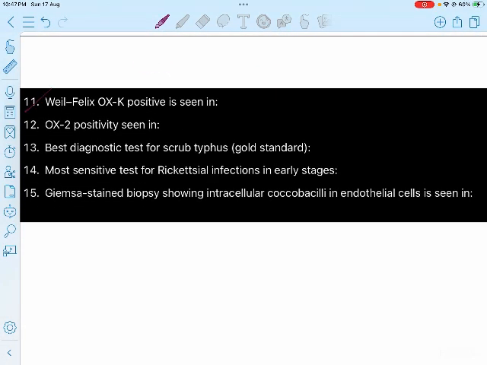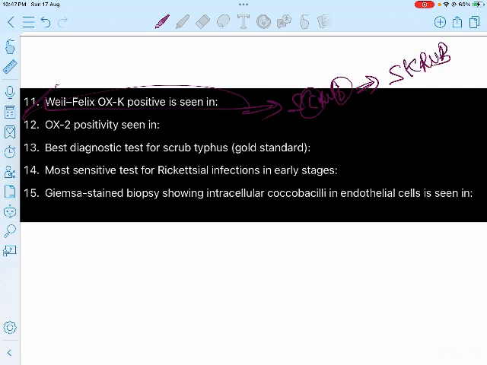Now question number 11, OXK, I told you earlier, K for K, scrub. You can write scrub as K instead of C. So scrub. Then OX2 positivity is seen in Rocky Mountain spotted fever and endemic typhus. OX19 was for epidemic and OX2 is for Rocky Mountain spotted fever and endemic.